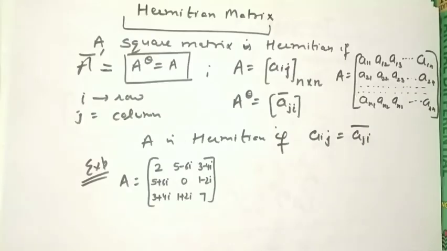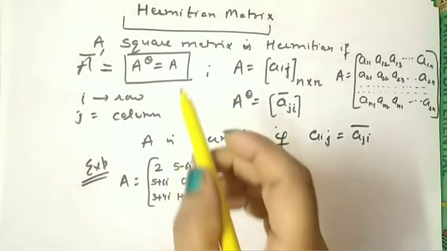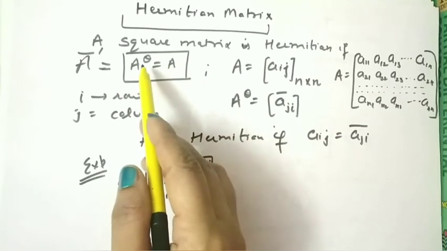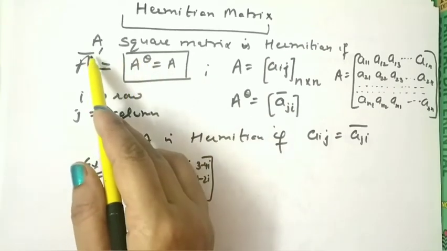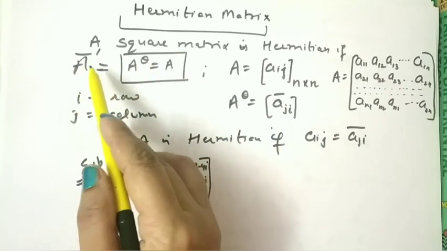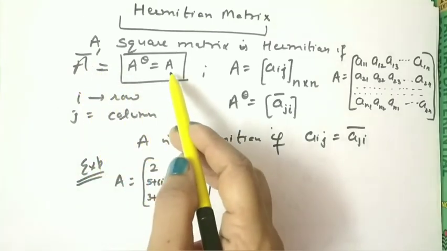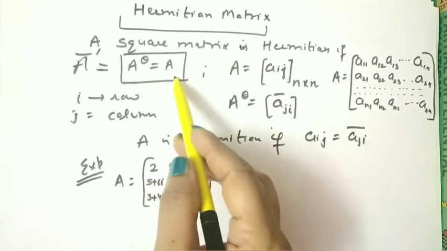Now come to the main definition, Hermitian matrix. A square matrix is called Hermitian if A theta is A. A theta means transpose and conjugate. If we apply these two operations on A and the answer is again A, then the matrix is called Hermitian.